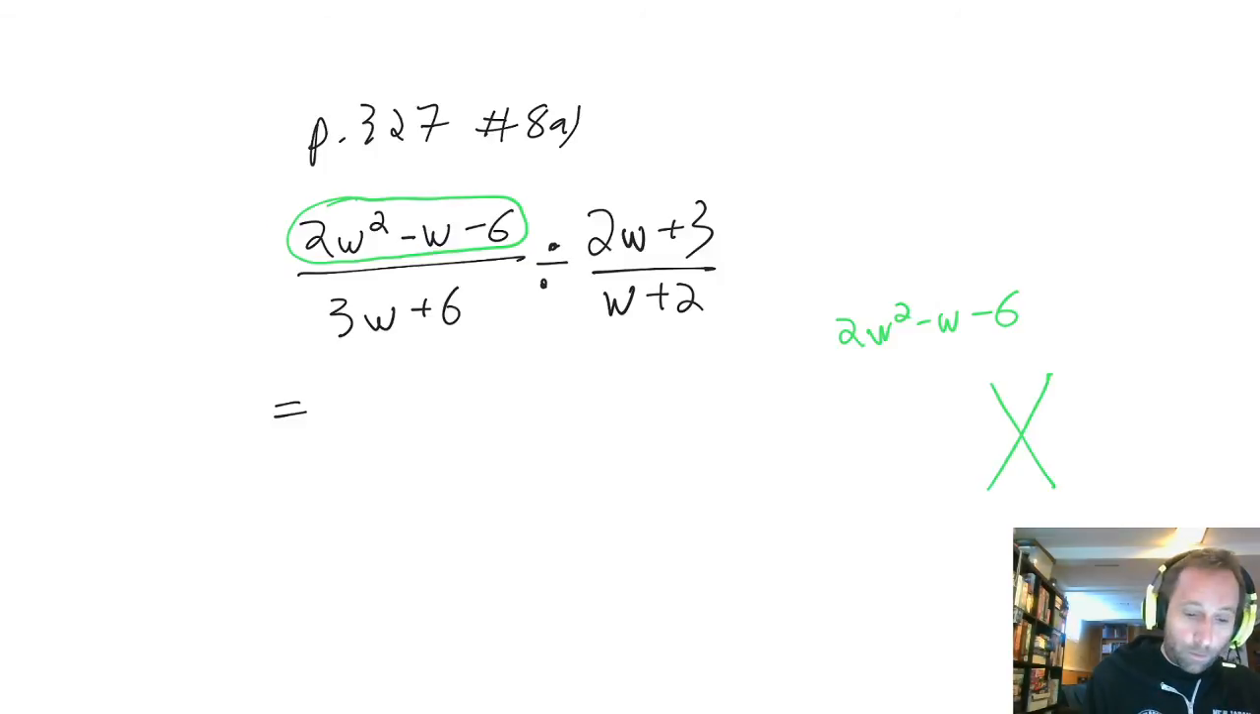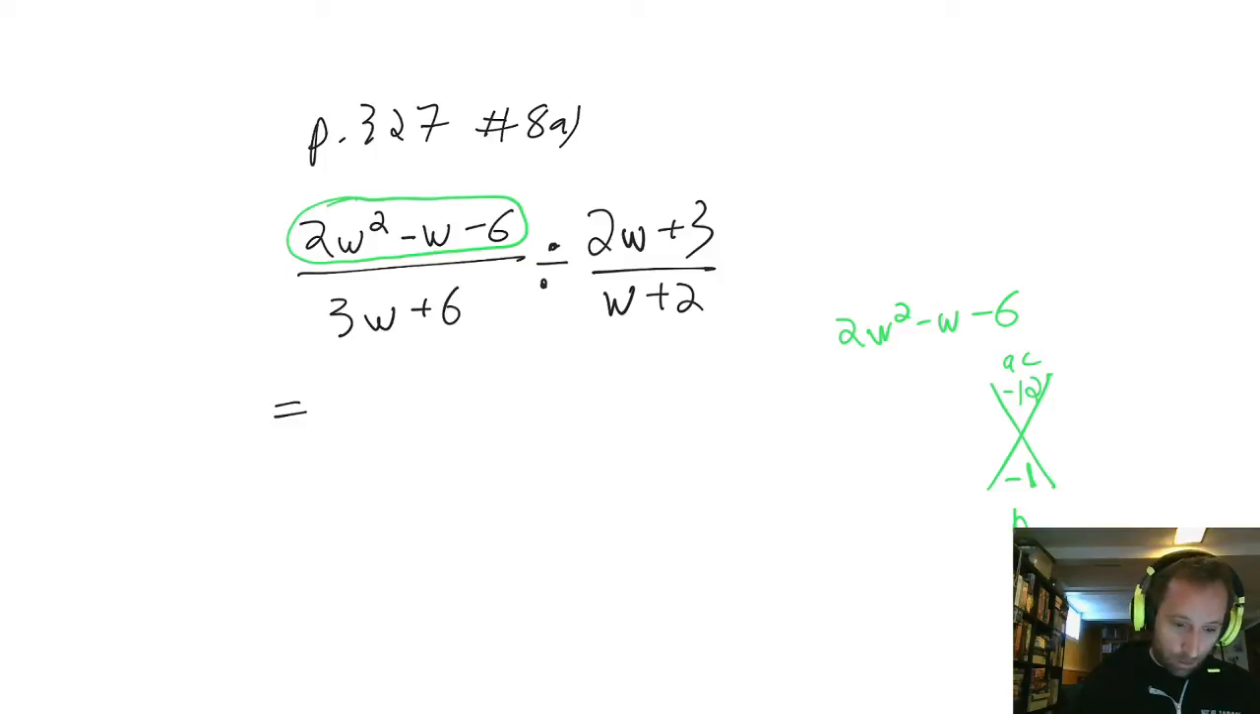We want two numbers that multiply to give a times c, which is negative 12. And we want two numbers that add to give negative 1, which is the b value. And I can determine that those numbers are, I think, negative 4 and positive 3. So we add those, and that gives us a negative 1. We multiply those, and that gives us a negative 12. So that looks okay.